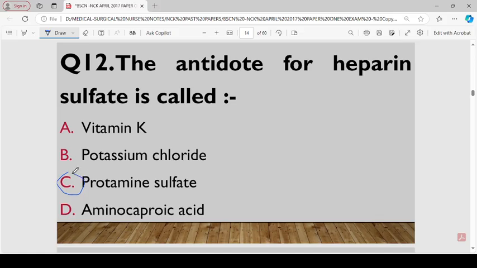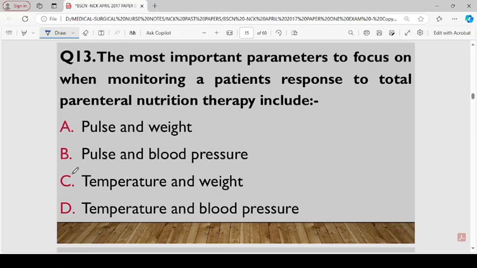Remember, if you're talking about vitamin K, that will be warfarin. Sodium chloride is normally used to treat hypokalemia, while aminocaproic acid is used to treat excessive bleeding. Though this one is an antifibrinolytic, right?